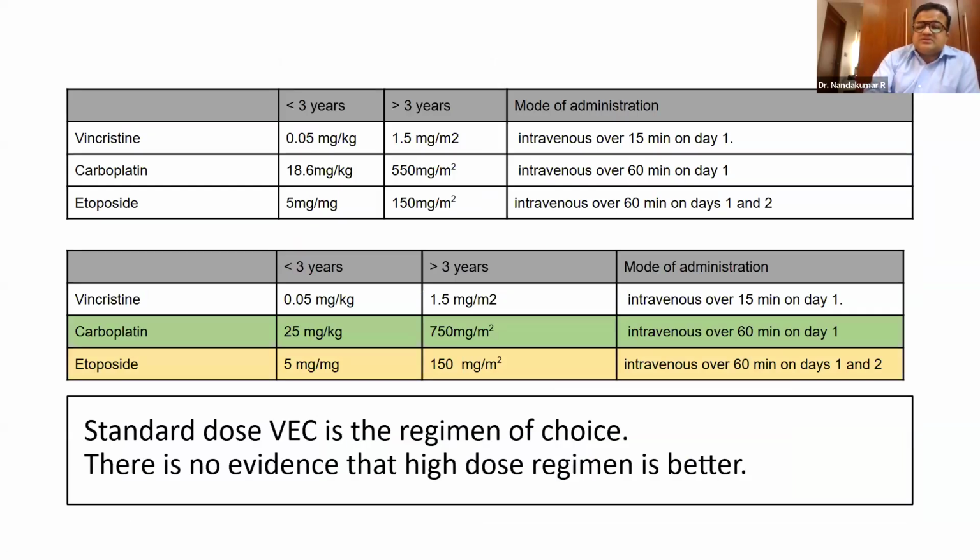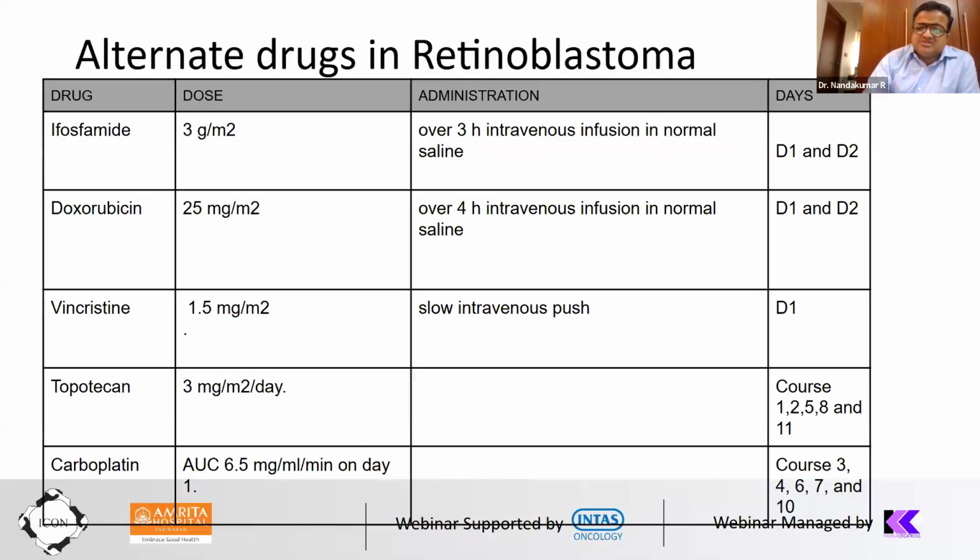Now, one line about standard dose and high dose. Standard dose is vincristine, carboplatin 18.6, and etoposide 5 mg per kilogram. Now, the high dose CEV, which is a high dose of carboplatin 25 mg, there is an Adyar paper which showed that the high dose was well tolerated. However, there was not much of a difference in terms of outcomes. So if you want to choose between standard dose versus high dose chemotherapy, standard dose chemotherapy is the choice, and high dose is not any better.